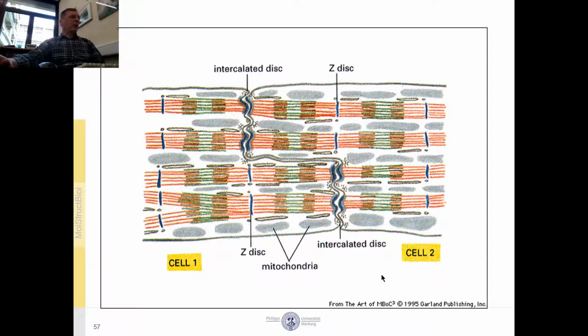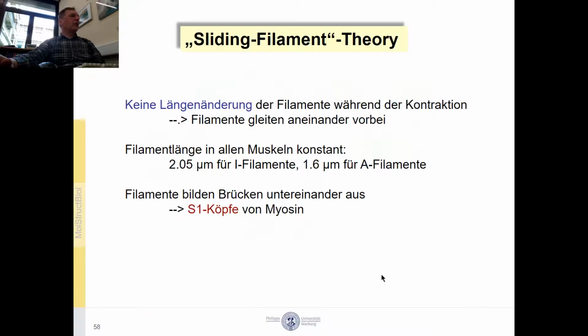So that's about more with the architecture. You can look at the textbook, let's go for our myosin actin system, the sliding filament hypothesis or theory. Unfortunately, this is one of the remaining slides in German. So the filaments themselves don't change their length at all during the contraction. They just glide along each other.